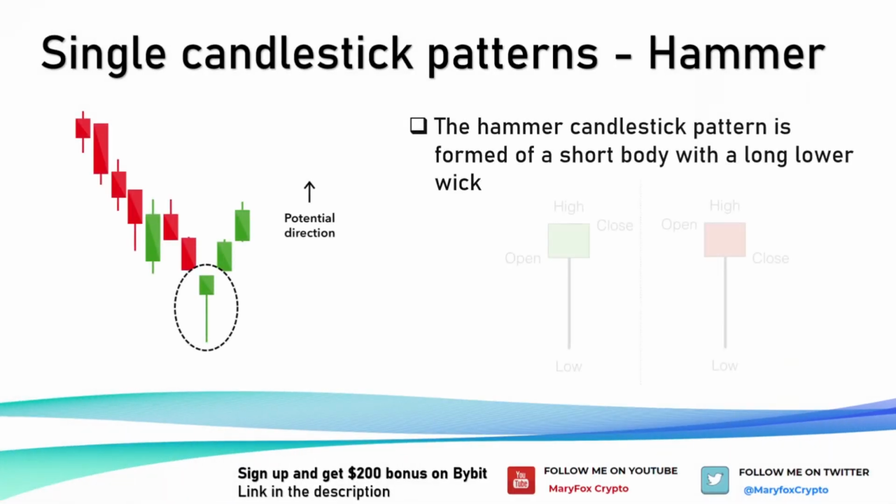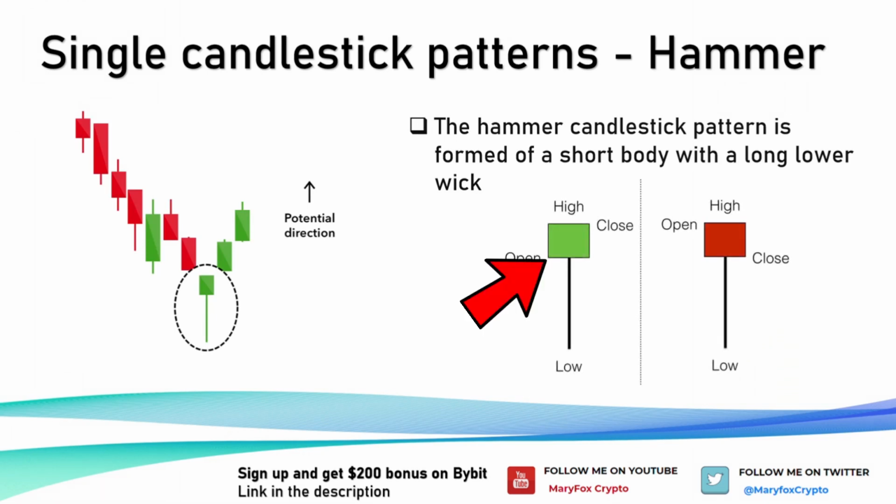The hammer candlestick pattern is formed of a short body with a long lower wick. Doesn't matter which color, and is found at the bottom of a downtrend. A hammer shows that although there were selling pressures during the day, ultimately a strong buying pressure drove the price back up. So a hammer candle represents a bullish signal when found in a downtrend. The long lower shadow indicates an exhaustion of sellers.